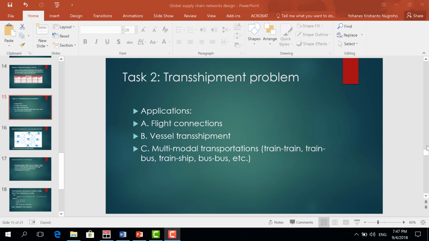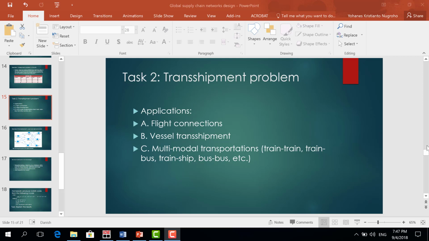Another application of transshipment problem is vessel transshipment in international cargo vessels. Mostly one vessel will deliver to a transit terminal, for example in Singapore, from Denmark to Singapore, and from Singapore continue to another destination, for instance in United States or in Australia or in India, depending on the itineraries of the travel.